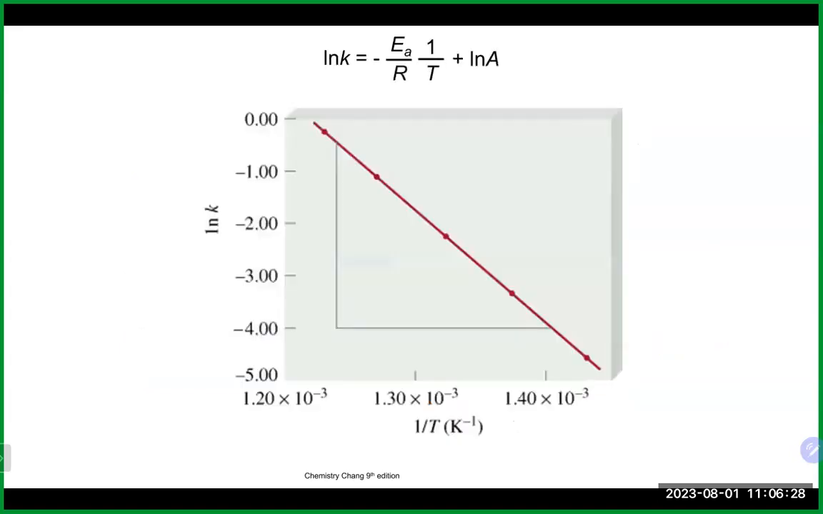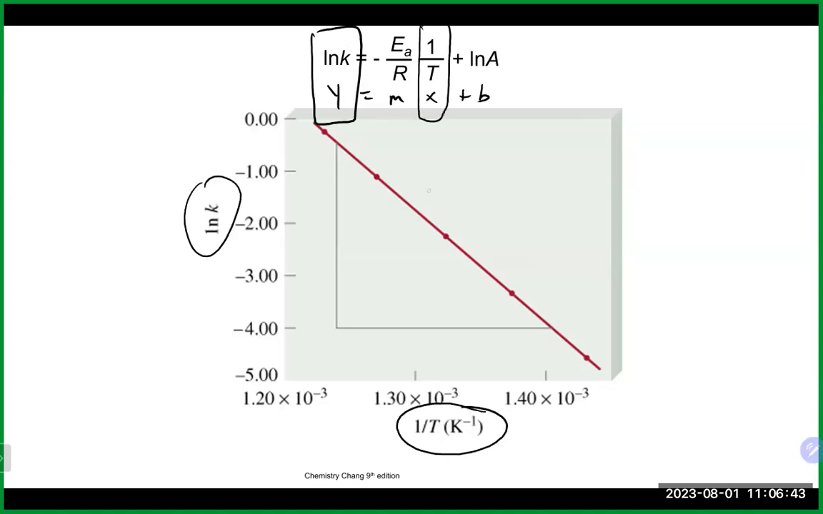Let's take a look at it. And that is what we see here. This is, again, our y equals mx plus b. On the y, natural log of k. On the x, 1 over temperature. And if we take the slope of this line, it will equal minus Ea over R.